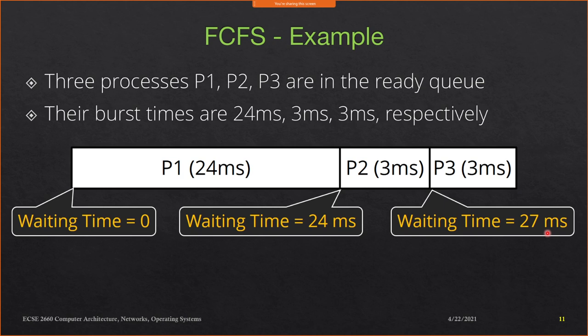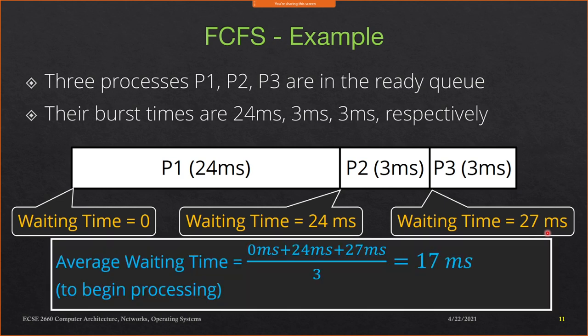So if you look at the waiting time for P1, P2, P3, P1 didn't have to wait for a processor, P2 waited for 24 milliseconds to be running, P3 had to wait for 27 milliseconds to be running. So to calculate the average waiting time, if you take the average of all these three numbers, you get 17 milliseconds. So on average, the waiting time for these three processes was 17 milliseconds. That is the average time to begin executing any of the processes. So 17 milliseconds, well, it is high.